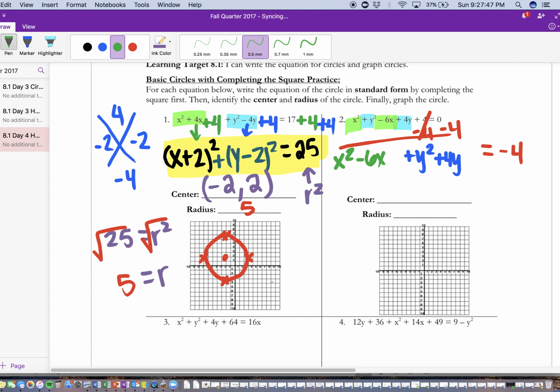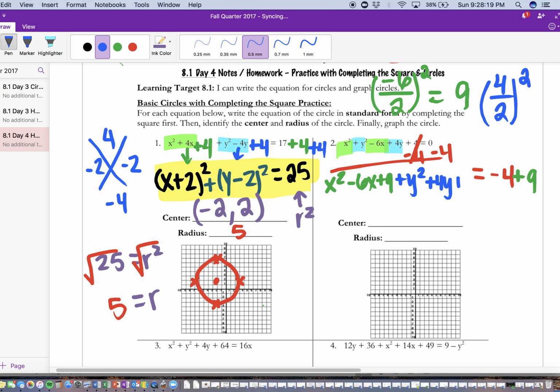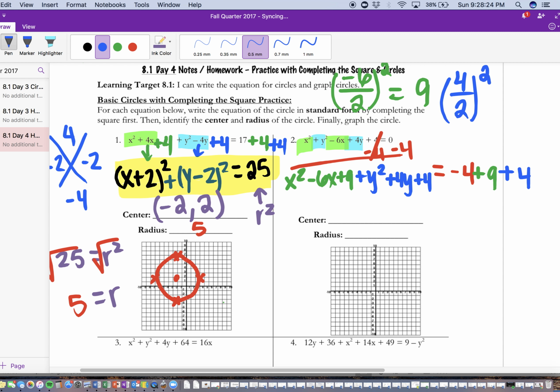So look at my b term, which is negative 6. Take the b value divided by 2 and then square it. So that's negative 3 squared, which will be positive 9. So it's telling me to add 9 to the left-hand side, add 9 to the right-hand side. All right. Same thing with my y terms. My b value here is 4. So if I take 4, divide that by 2, and then square it, 4 divided by 2 is 2. 2 squared is 4. So I need to add 4 to complete the square with my y terms. What I do to one side, I must do to the other side. Okay, so plus 4 as well. All right.